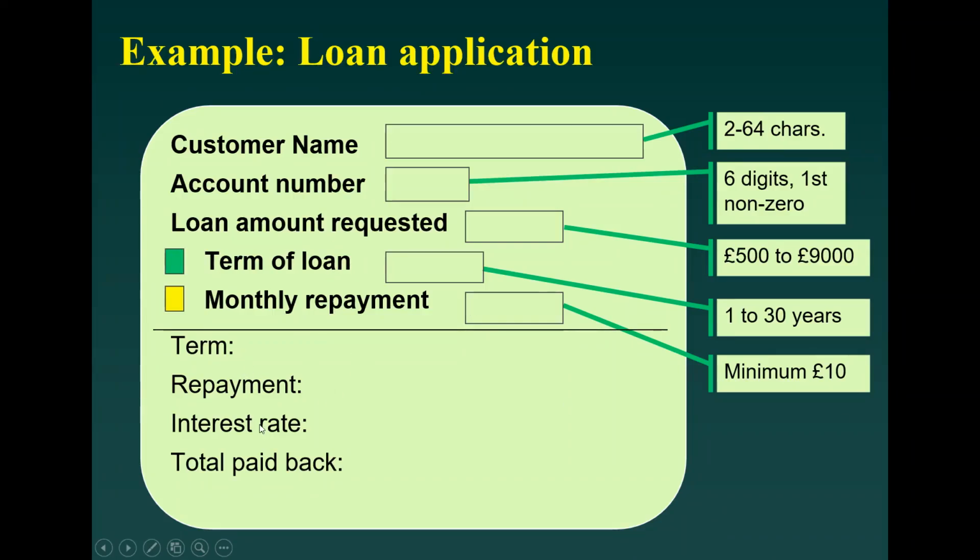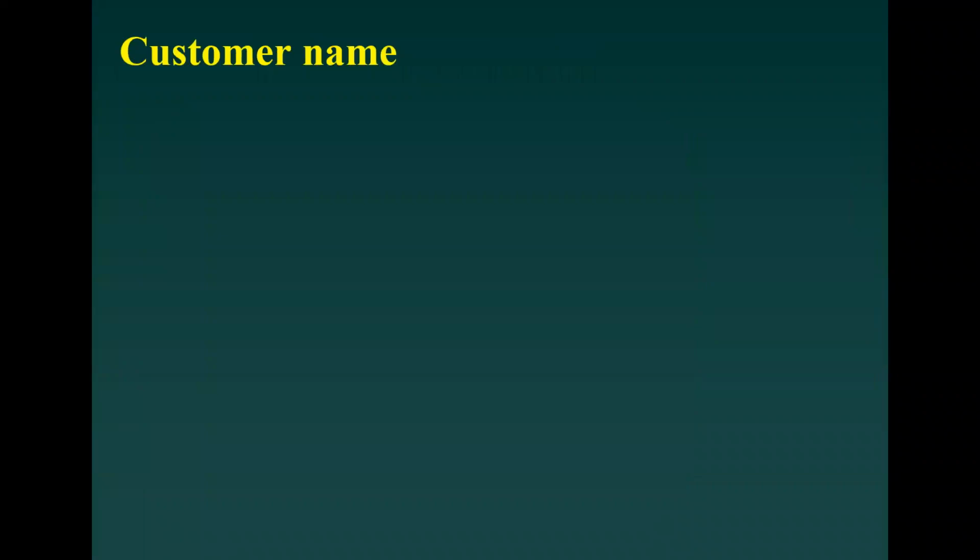The output is term repayment, interest rate, total paid back. If we fill up this form, we get the output of it. But to fill up the form, we have some certain requirements here. We'll look into that. So what are the requirements that we have?